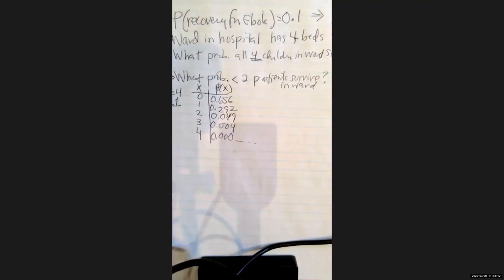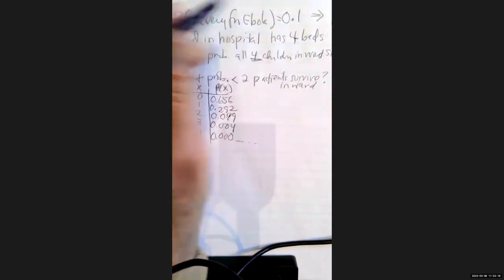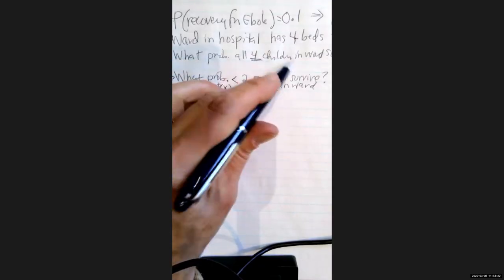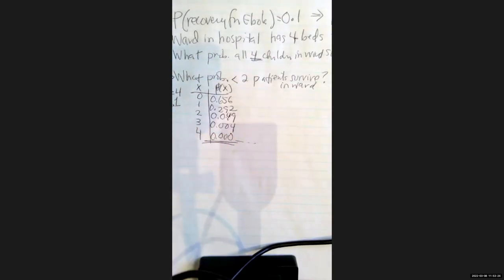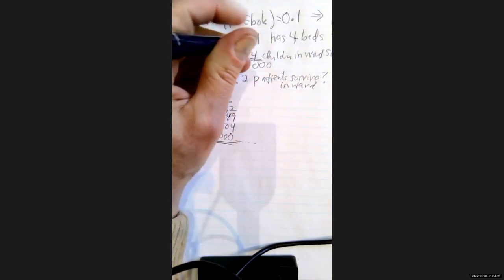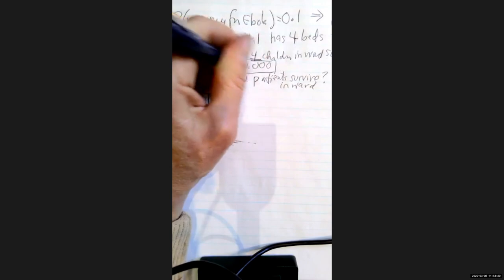All right. Now that I have my distribution written down, what is the probability that all 4 children in the ward survive? All right, I've got my successes here. Those are survival. What's the probability? That is 0, out to the 3rd digit.